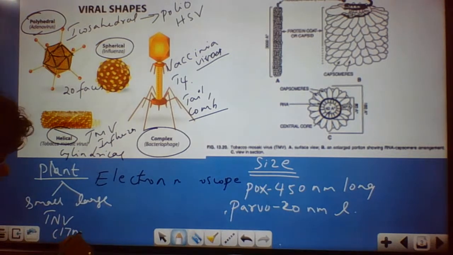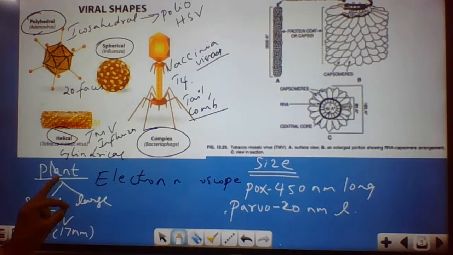This satellite nanovirus, the satellite tobacco necrosis virus, seems to be confirmed as the smallest of all the plant viruses. So this is satellite tobacco necrosis virus of 70 nanometers, and the largest plant virus is citrus tristeza virus.